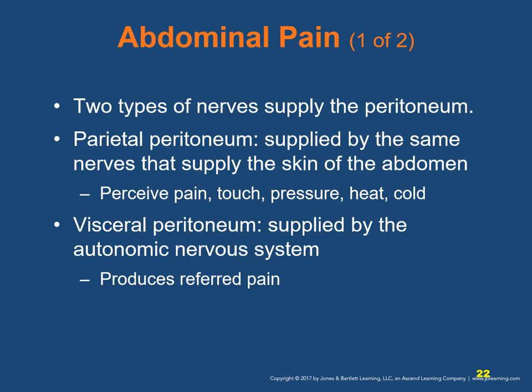As a result, abdominal pain can have different qualities. The parietal peritoneum is supplied by the same nerves that supply the skin of the abdomen. It can perceive pain, touch, pressure, heat, and cold. The patient can easily identify and localize a point of irritation. The visceral peritoneum is supplied by the autonomic nervous system. These nerves are far less able to localize sensation, so the patient will not be able to describe exactly where the pain is. And it's sometimes referred to or called referred pain.